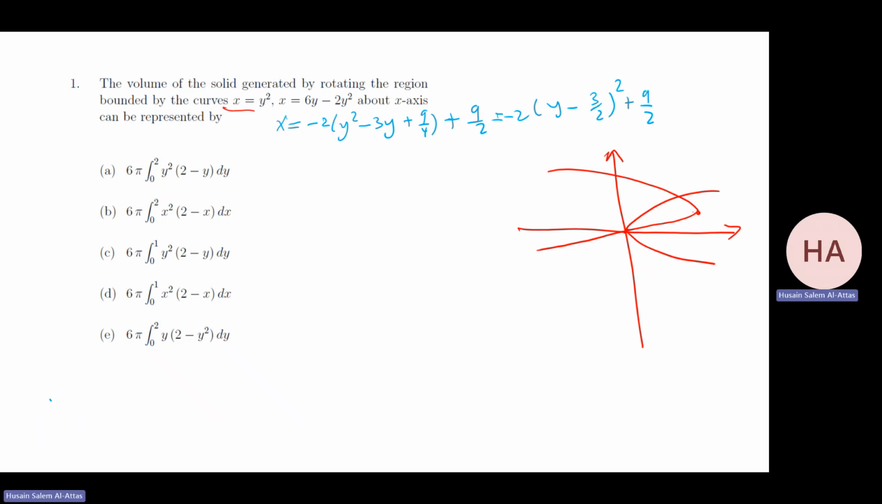What is the axis of revolution? About the x-axis. That means I need to write the things in terms of y. So it will be h of y. It will be this parabola, which is 6y minus 2y squared minus y squared. So it will be 6y minus 3y squared. That will be h of y. And what is b of y? It will be y. And from where to where? From 0. When they intersect, I need to find when they intersect.